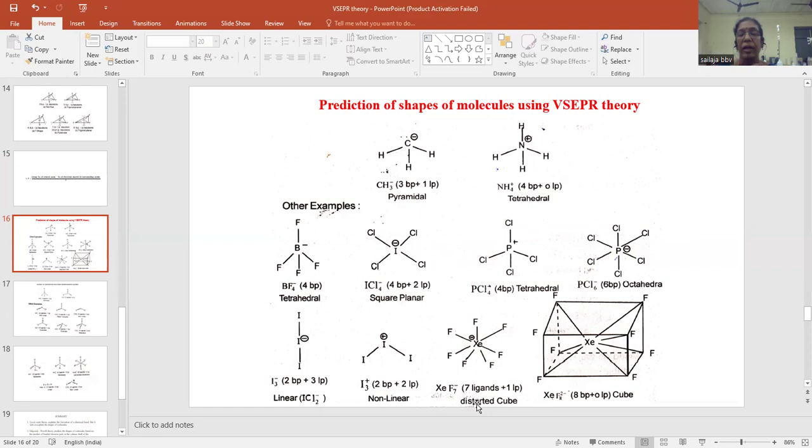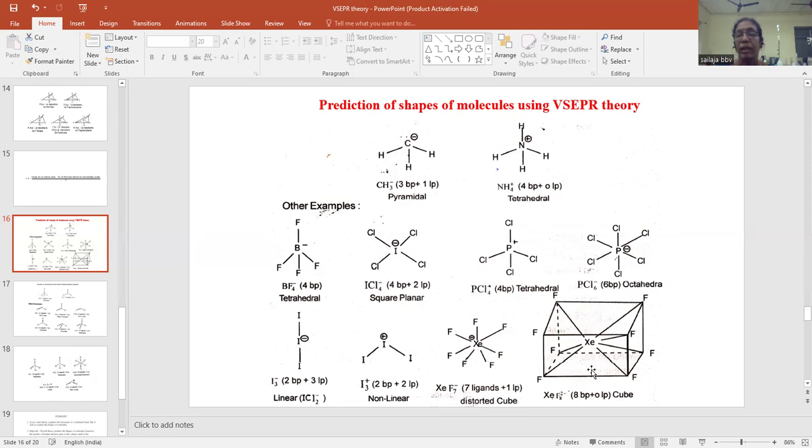Next, XeF7 minus. Here the central atom xenon belongs to group number 8. Since there is a negative charge, we have to add 1 to the group number. It will become 9. So there are 7 surrounding atoms and each one is sharing 1 electron. So we have to subtract 7 from 9. So 9 minus 7 divided by 2 will become 2 by 2, which is equal to 1. So there is 1 lone pair in XeF7 minus.